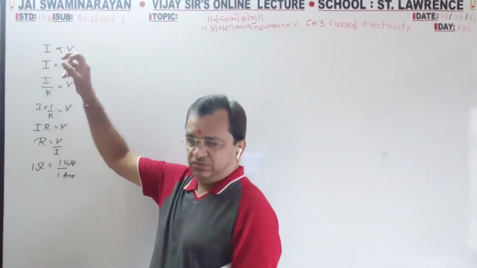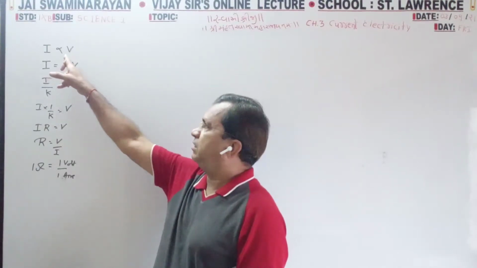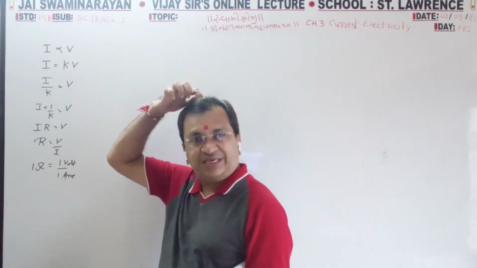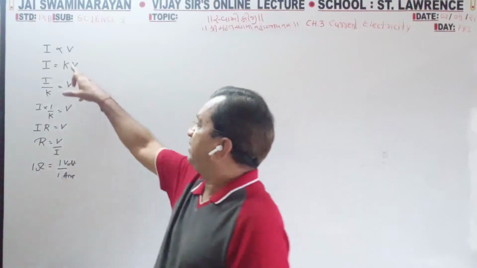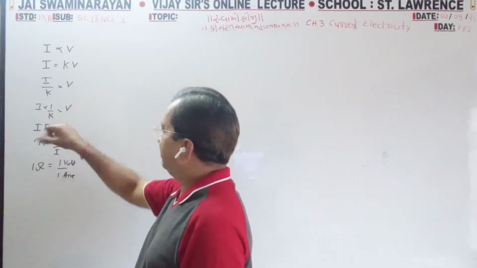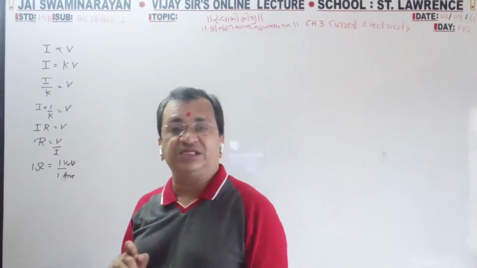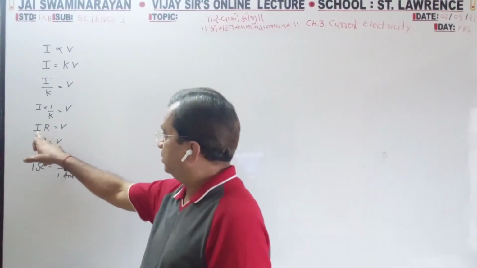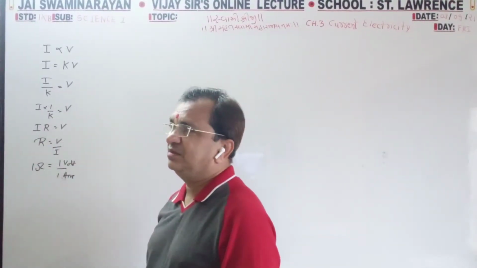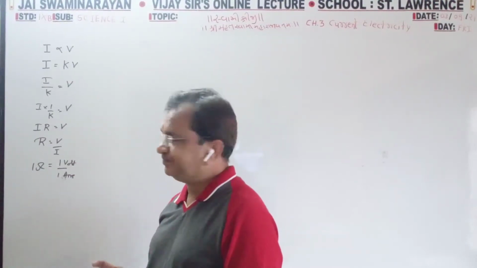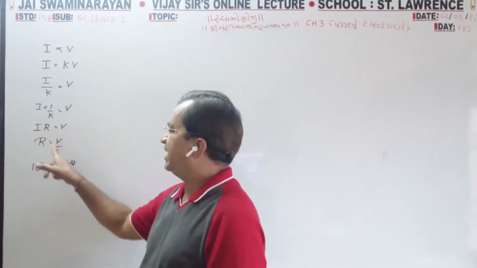I have removed the proportional sign, so I by V is equal to K. K is a constant. Now K goes down, so 1 by K into I. 1 by K represents resistance. So IR is equal to V, V is equal to IR. So R is equal to V by I.